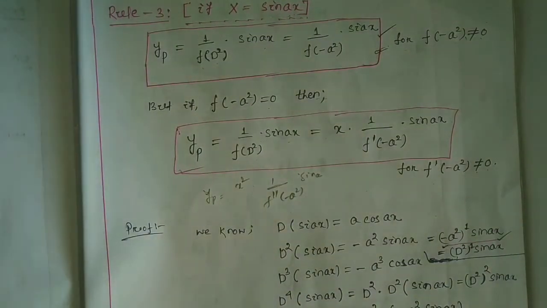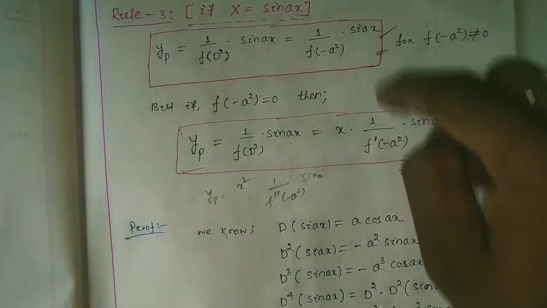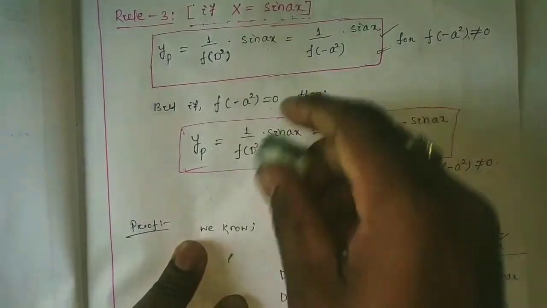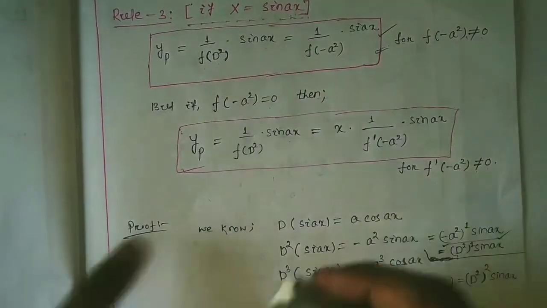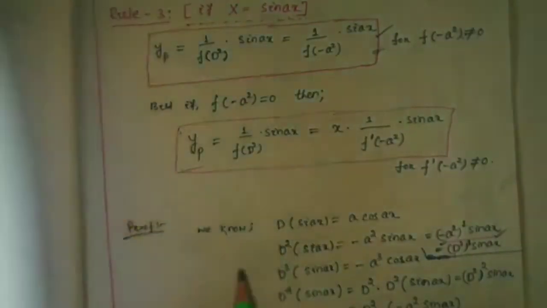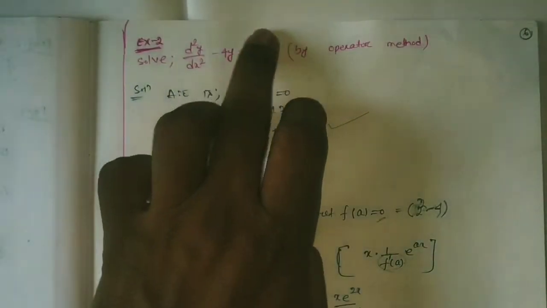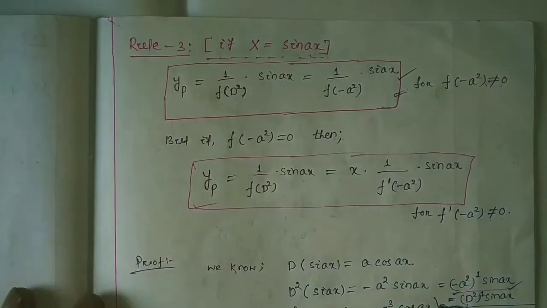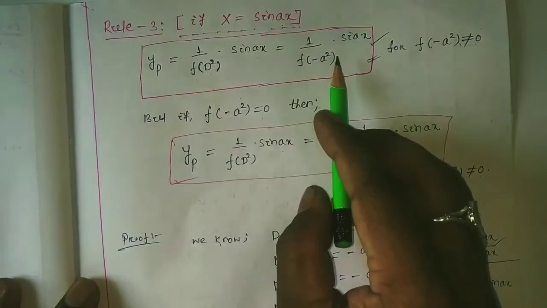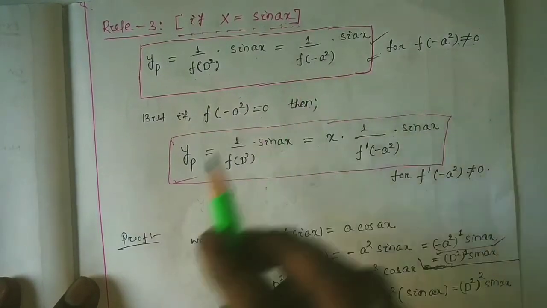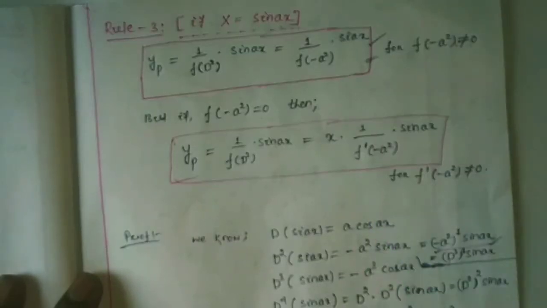Now these two things we have to prove here. So if sin ax is the source function, that means in your non-homogeneous differential equation we have supposed like this one, and this source function is in sin ax format, then yp will be this much, for this not being 0. If 0, then yp will be this one. That we are going to prove.